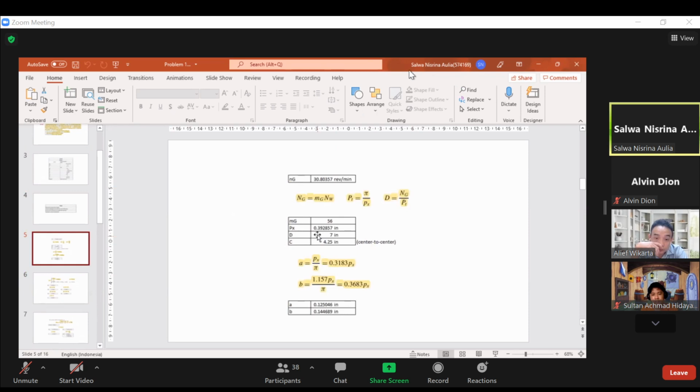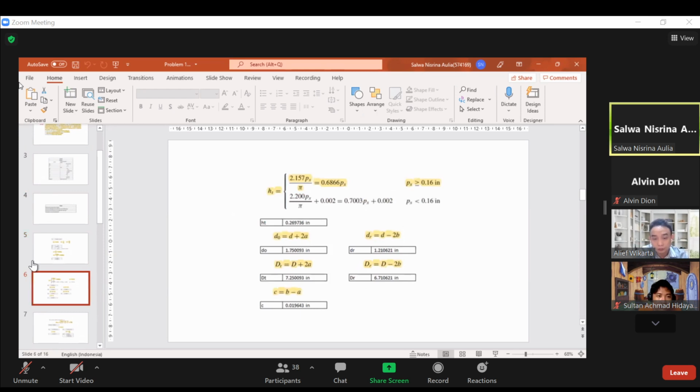in here, 1.4, so it's larger for the 1.16. So we know that the full depth is from this equation. And then you can calculate the worm outside diameter and worm root diameter, worm gear throat diameter, and worm gear root diameter, and the last is the clearance.